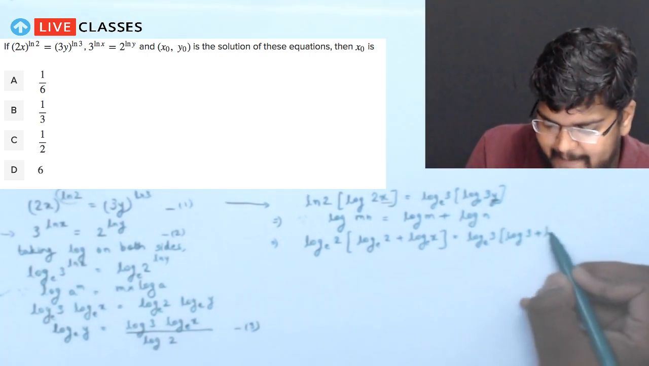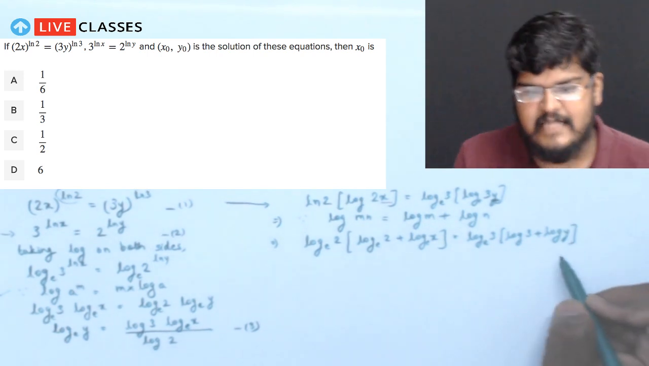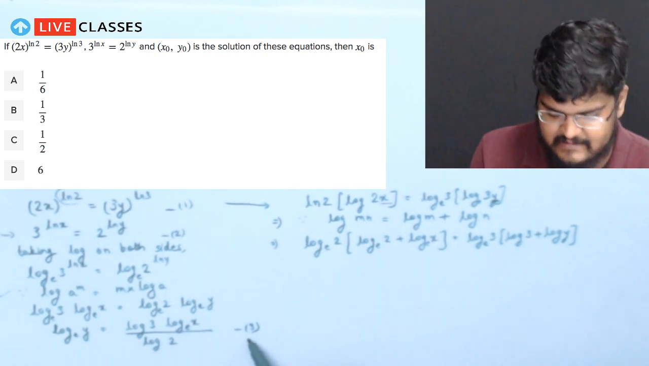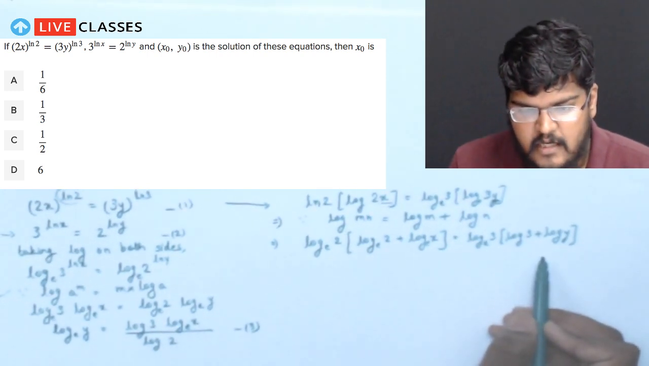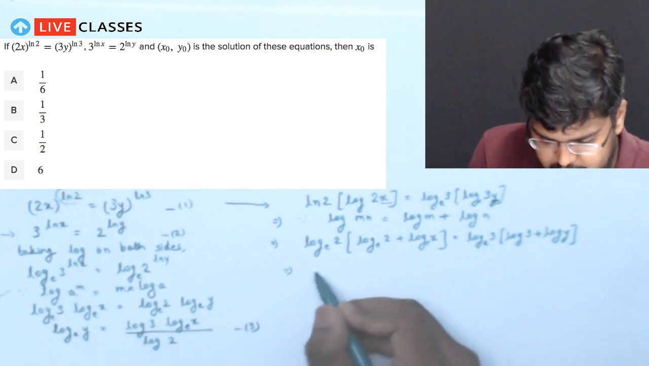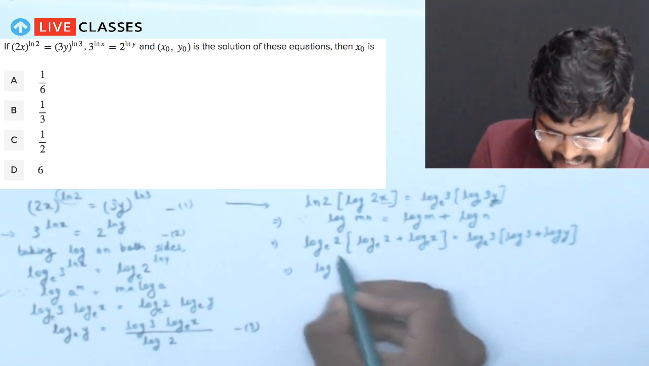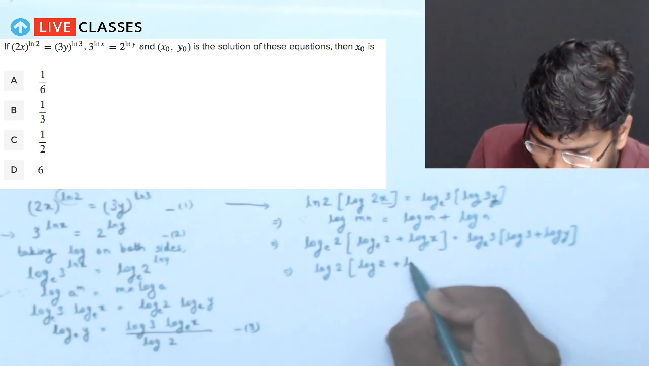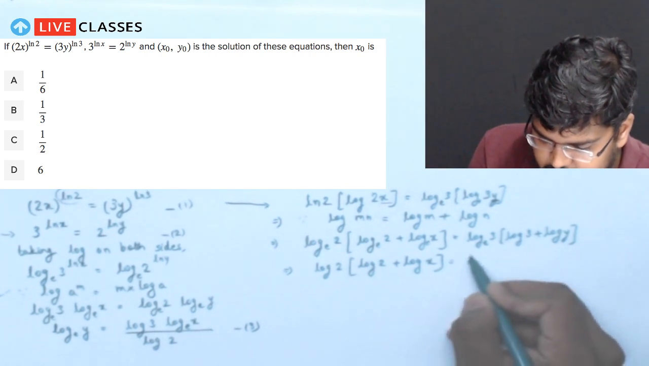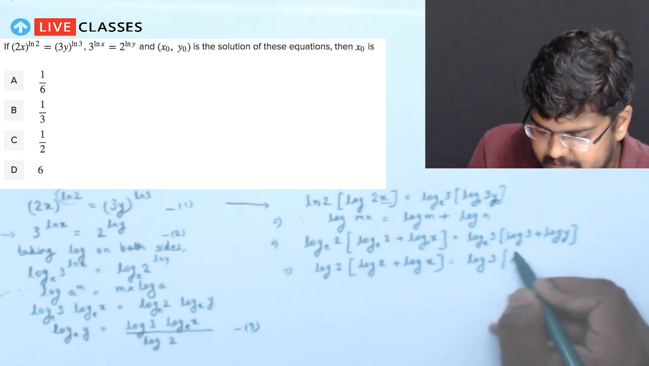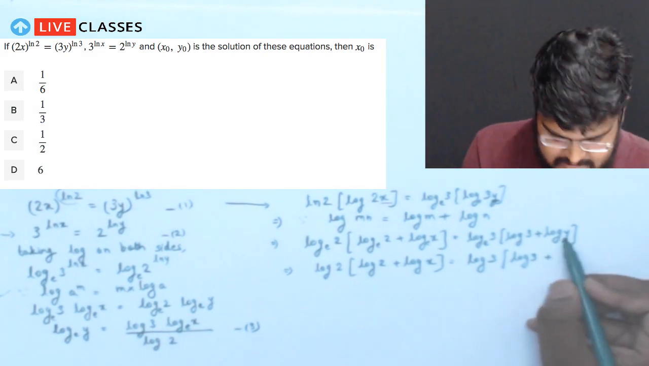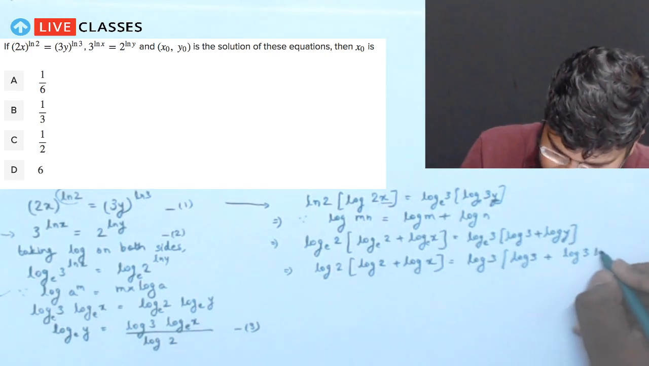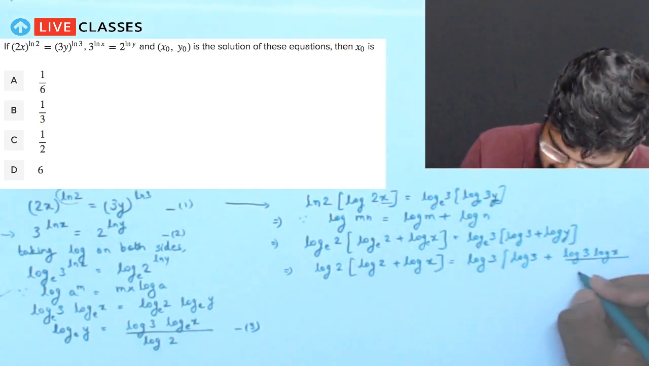log 3 plus log y. So I believe, guys, now is the time where we have to substitute the value of log y from this third equation into this particular part of the equation. So when you do that, it will become log 2. Now I'm just ignoring e everywhere. So log 2 times log 2 plus log x is equal to log of 3 times log of 3 plus, now instead of log y, we are going to write log 3 times log x divided by log 2.